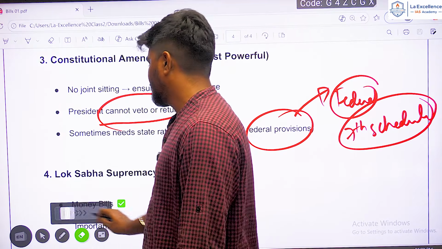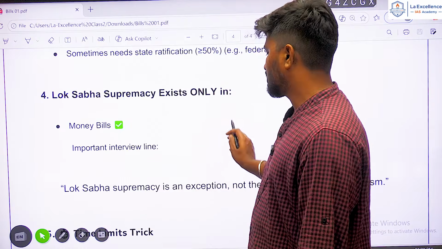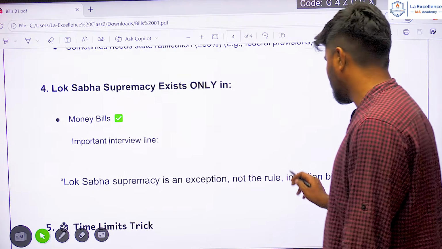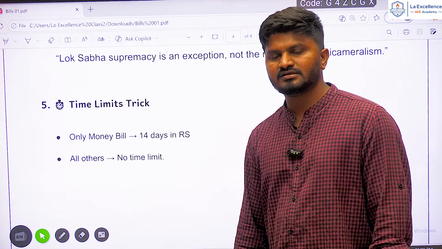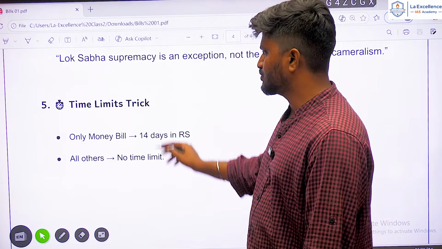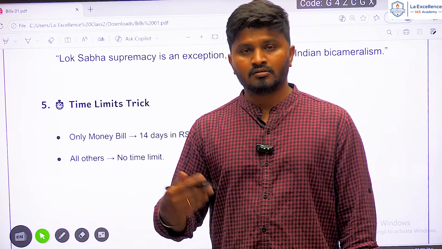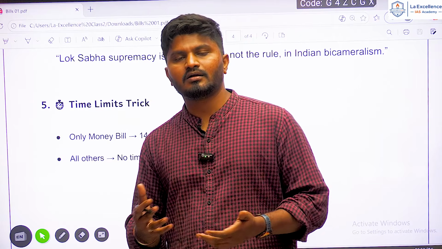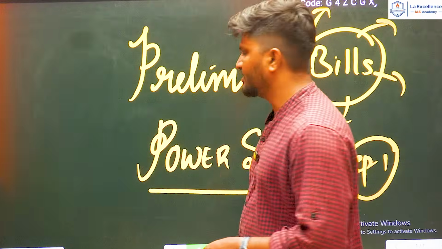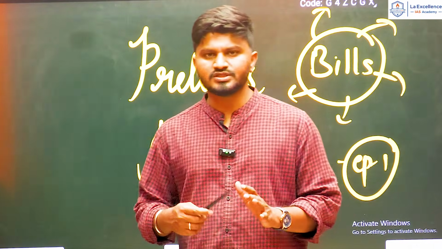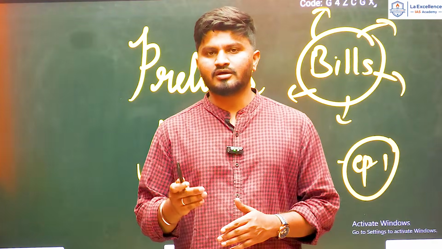So Lok Sabha supremacy exists mainly in the money bills. Okay, so Lok Sabha supremacy is an exception and not the rule in the Indian bicameralism. And in the time limits, all the money bills 14 days, and other bills there is no time limit. However, the maximum time limit within which the Rajya Sabha has to resend or return or do something is 6 months only. So this is the conceptual difference between different types of bills. I think I covered it holistically. If you know these aspects, any question coming from the prelims can be answered by you.